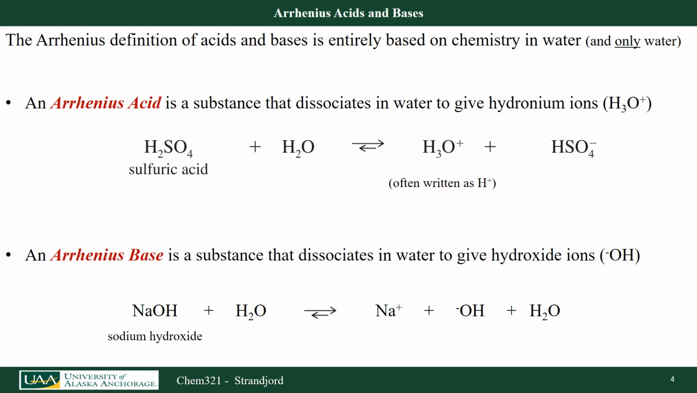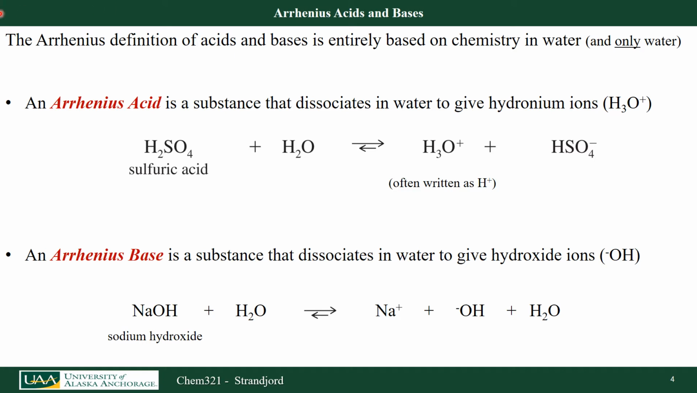So let's first talk about Arrhenius acids and bases. The definition of acids and bases for Arrhenius is that they are entirely based on chemistry and water, and only water. So if it's an organic molecule, it has to be water soluble. And there are many that are, but there are many that are not.